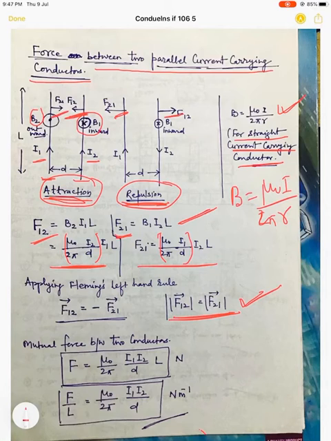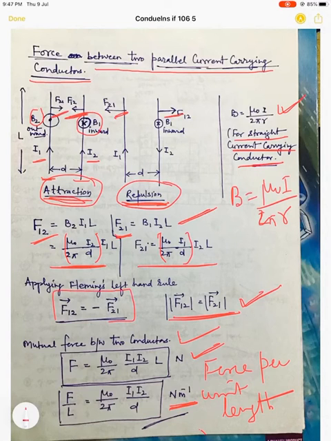So if we want to write a general expression for the mutual force between the two conductors, we write F equals mu naught by 2 pi I1 I2 upon D into L. And if we take F by L, that is force per unit length, then force per unit length is mu naught by 2 pi I1 I2 by D newton per meter. When we say force per unit length, the unit is newton per meter. When we say force, it is newton.